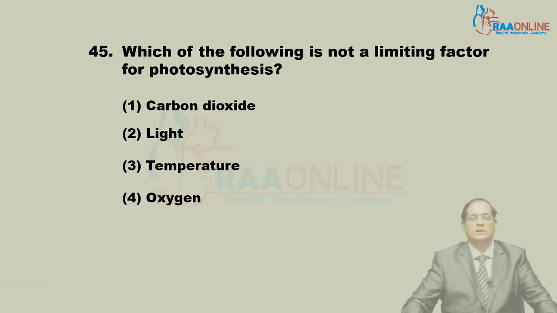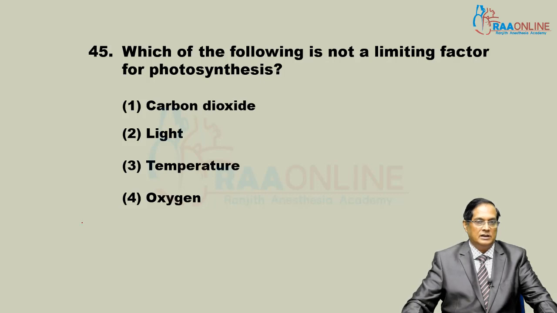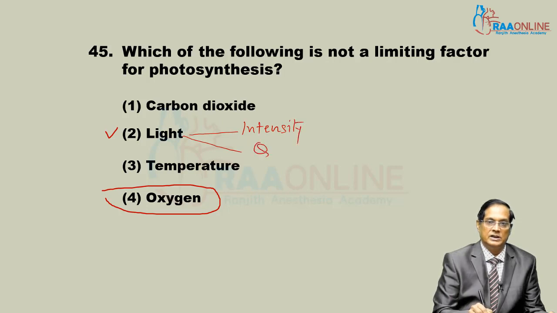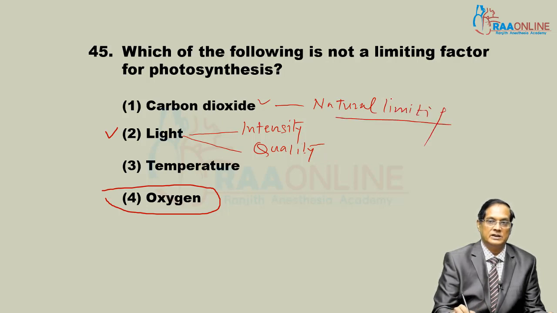Then the final question: which of the following is not a limiting factor? That is oxygen. Carbon dioxide, light intensity and light quality are limiting factors, but not light duration. These two are with regards to the light. Carbon dioxide is a natural limiting factor in clear days.